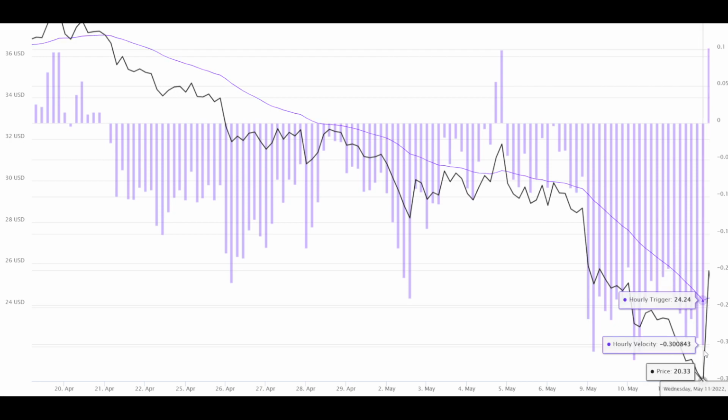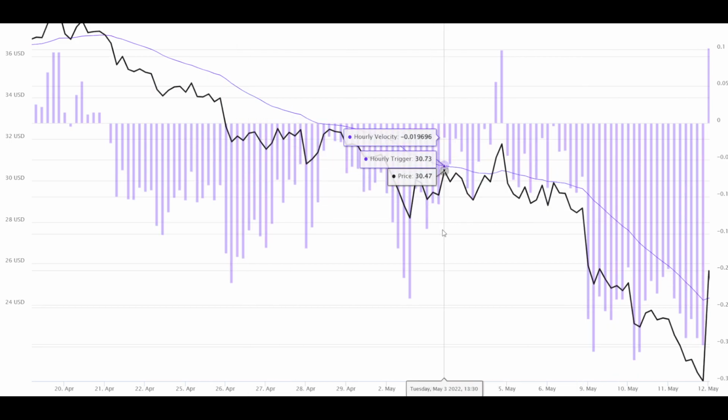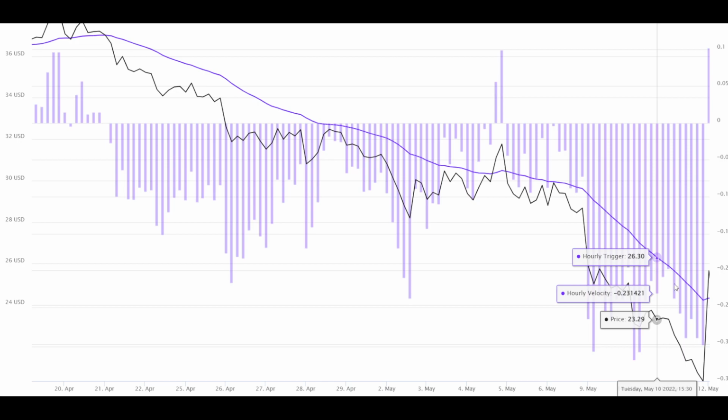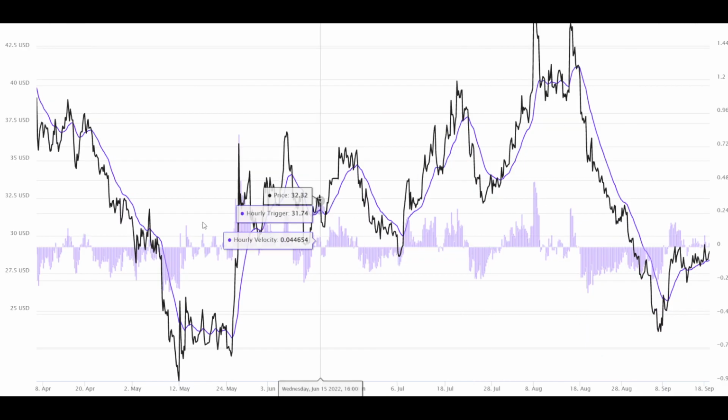It's not that when velocity gets really, really strong, it means now we're about to sell to zero. No. When velocity gets really, really strong to the downside and completely dwarfs the other bars, that usually marks the capitulation point and the turning point low. So here we have that to the downside.